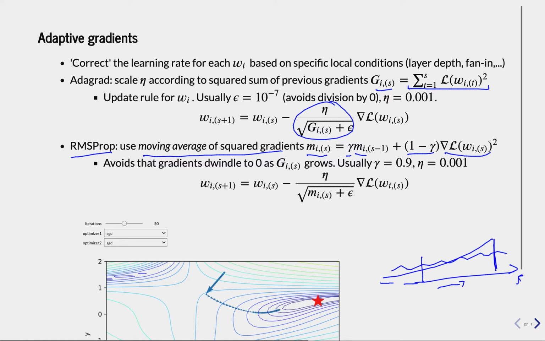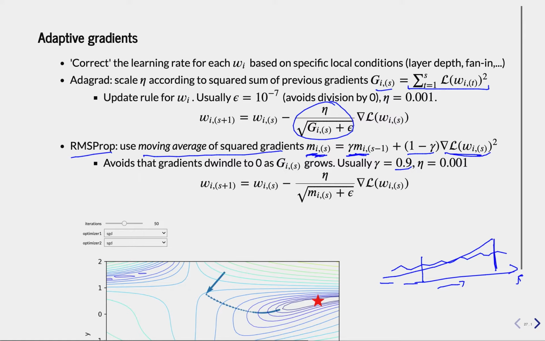Right? So gamma basically defines how important the past is. Typically, we set gamma to something like 0.9, which means that this correction factor m is 90% defined by what the general size of gradients is, plus 10% what the current gradient is. Right?